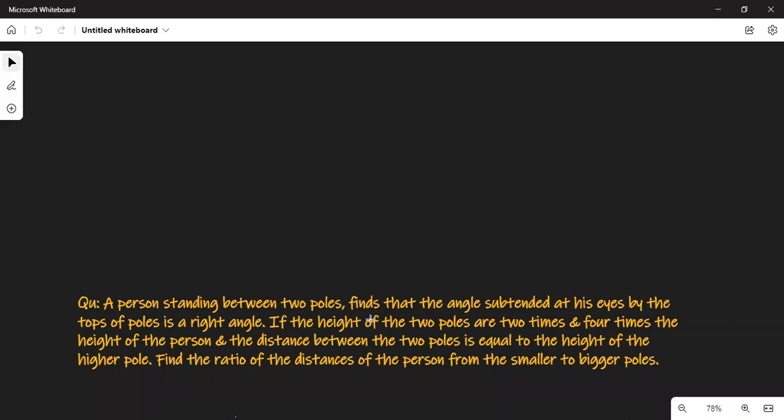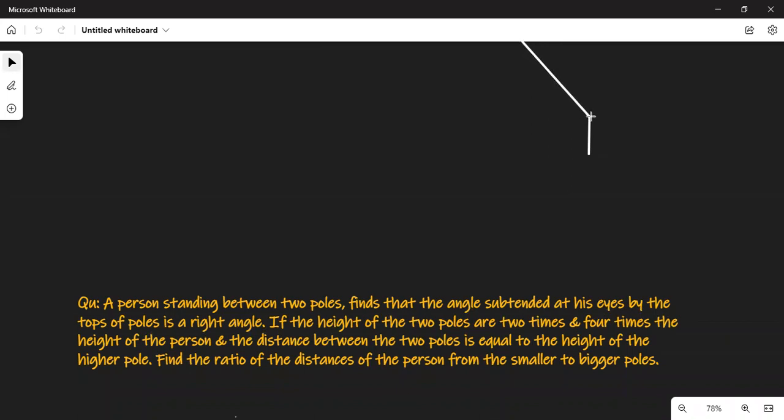A person is standing between two poles. Find that the angle subtended at his eyes by the tops of the poles is a right angle. Let's say this is the person, and the angle subtended at his eyes is a right angle, meaning a 90-degree angle. Can we draw a 90-degree angle there?